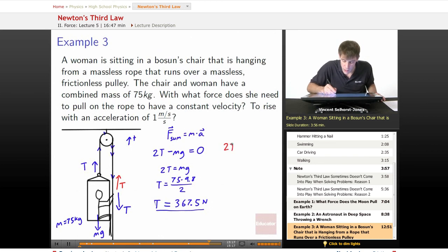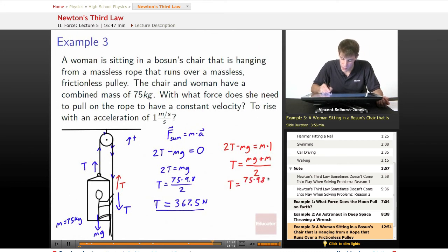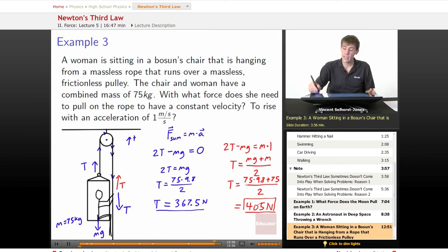What if she wants to have an acceleration of 1 meter per second per second? Very similar. 2T minus mg is going to equal, now her acceleration isn't 0, her acceleration is 1, so the mass times 1, so m times 1. So T equals mg plus m, over 2. We plug everything in that we know. T equals 75 times 9.8 plus 75, all over 2. We plug that into a calculator, and what number do we get out? We get 405 newtons.